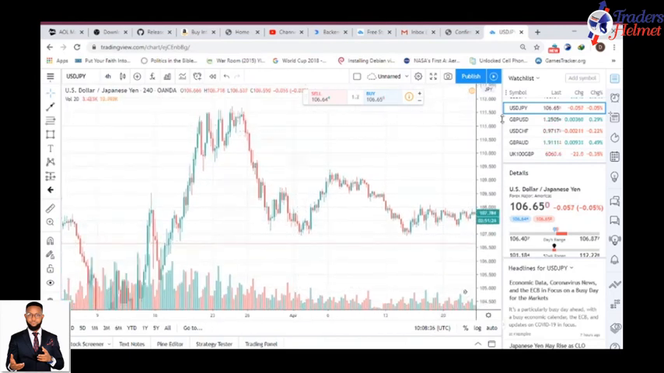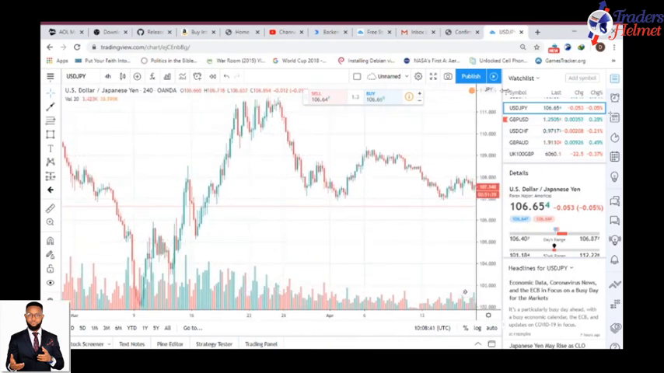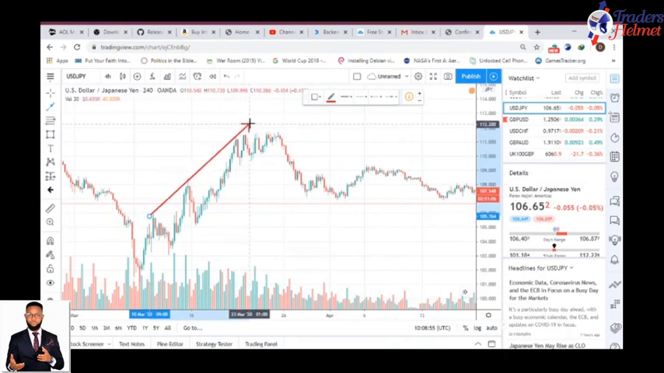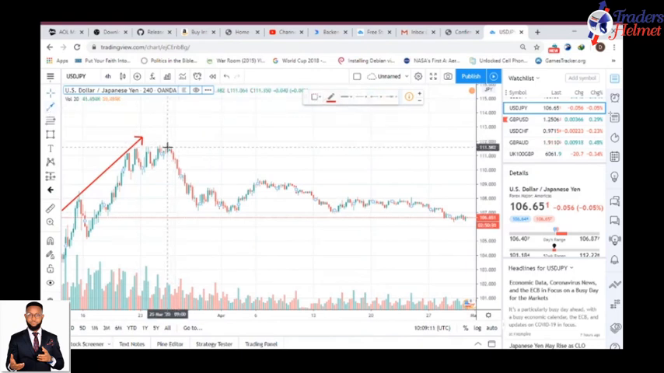If you really want to look at the trend here, it was an upward trend from here. You can see here shows an upward trend. So if you are following it from this point to this point, you can see an upward trend. And then from this point, the market changed direction, and then changed direction downward.